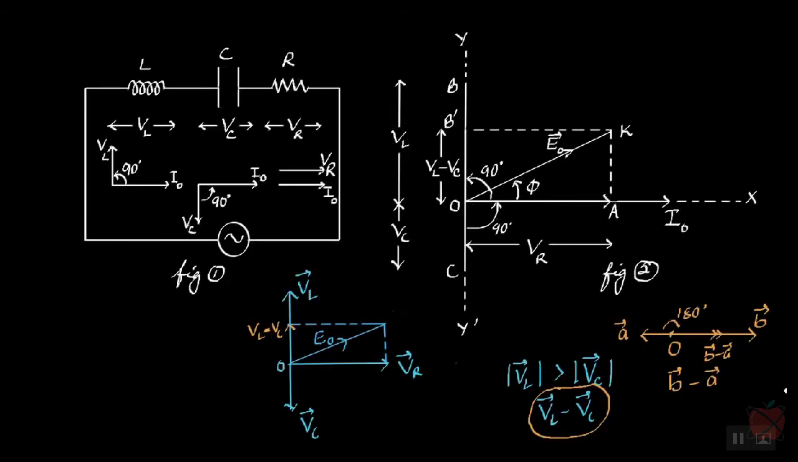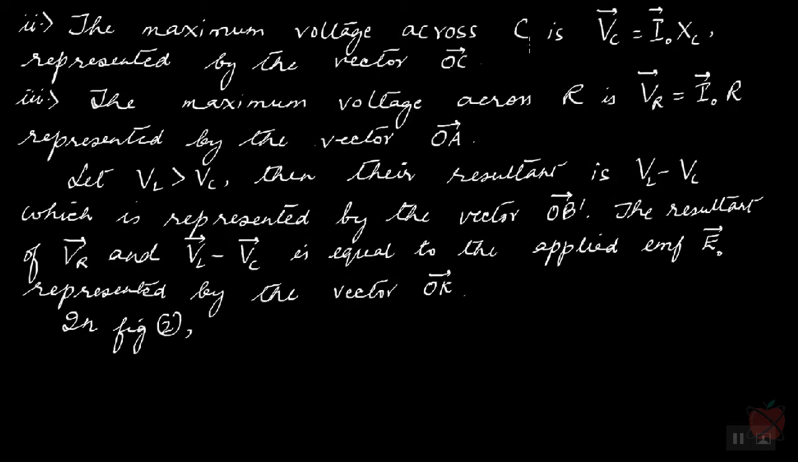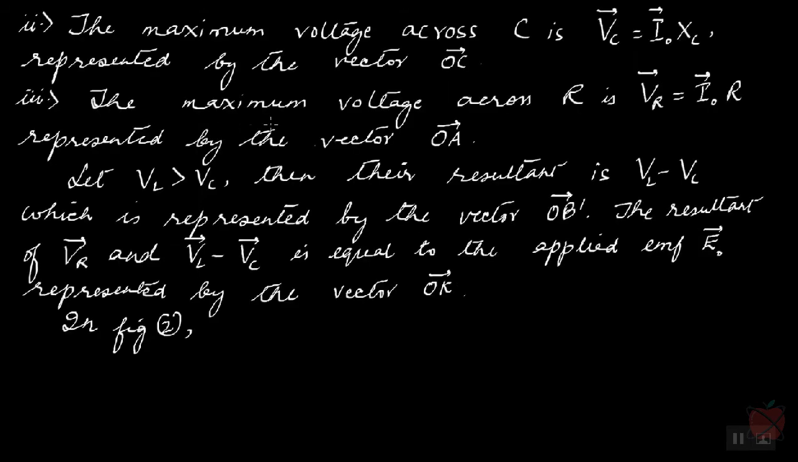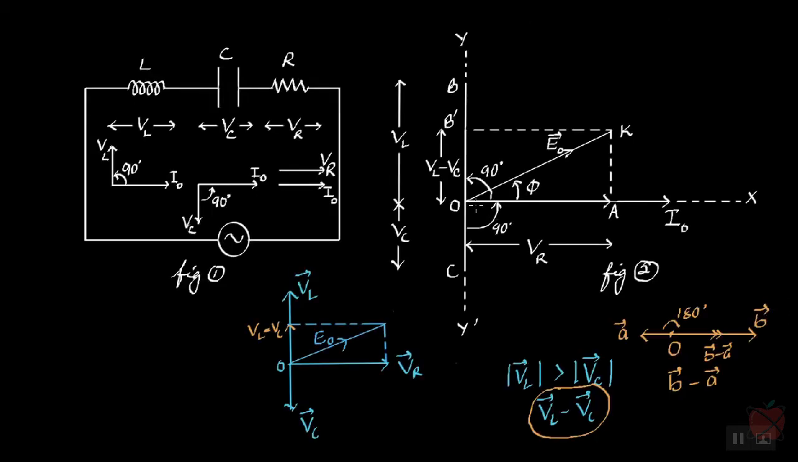Where is that vector? This vector OB. This is VL. The maximum voltage across C is VC equal to I naught XC. What is XC here? That is the capacitive reactance, which is represented by the vector OC. Where is that vector? This one. OC represents VC. The maximum voltage across R is VR, which is equal to I naught R, represented by the vector OA. Where is that vector? This one. OA represents the voltage VR.